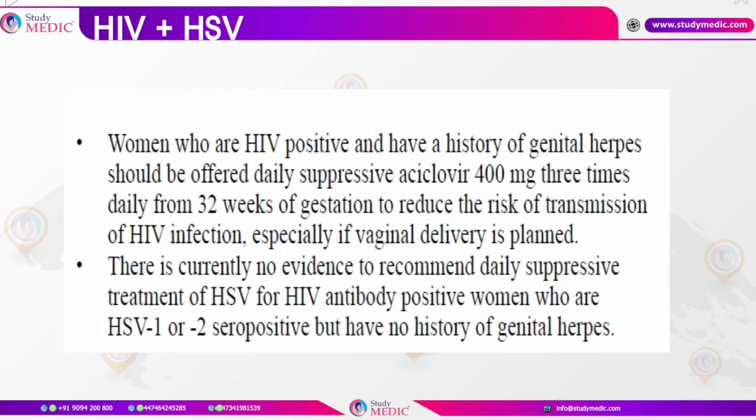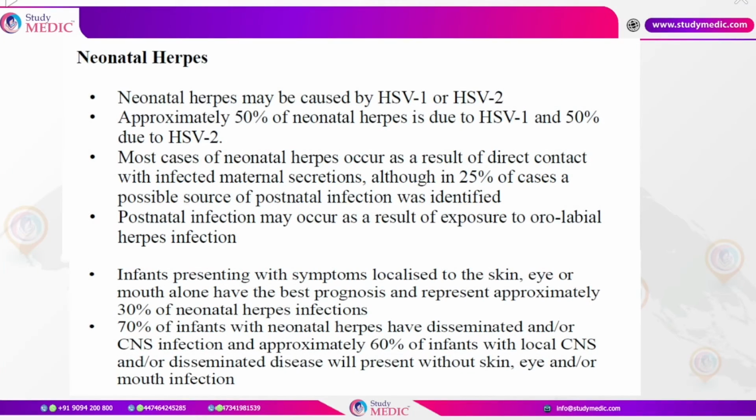Talking about the combination of HIV and HSV, for women who are HIV positive, as we know that in a normal patient, the suppressive course of acyclovir will start at 36 weeks, here it starts at 32 weeks of gestation. That is a very important difference over here. In terms of neonatal herpes, a couple of questions have been asked in exams. Neonatal herpes may be caused by HSV1 or HSV2. 50% of neonatal herpes is because of 1 and 50% because of 2.